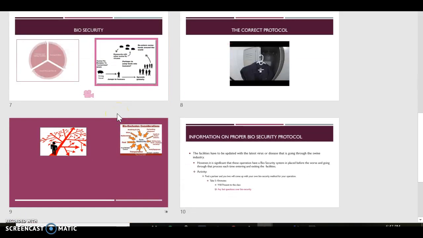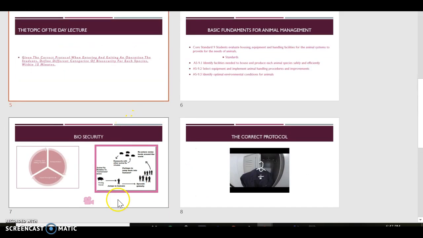Then going down, these two note cards give not a description, because it's not using words, but pictures, allowing the students to comprehend how biosecurity actually plays a role. It's just a diagram that I made that they can see, but in this diagram there are also words of how the virus or disease transfers from one operation to another and how we can prevent that with the correct protocol.